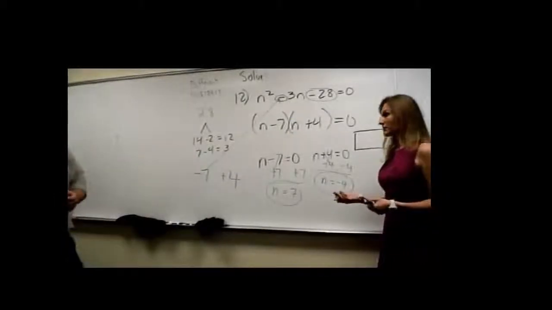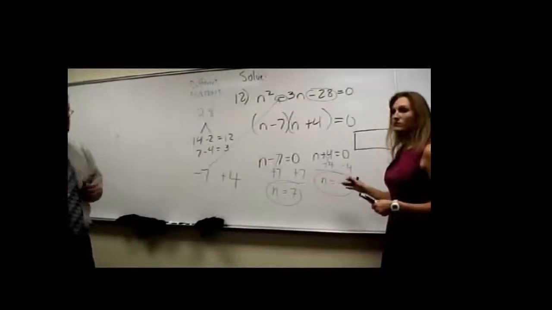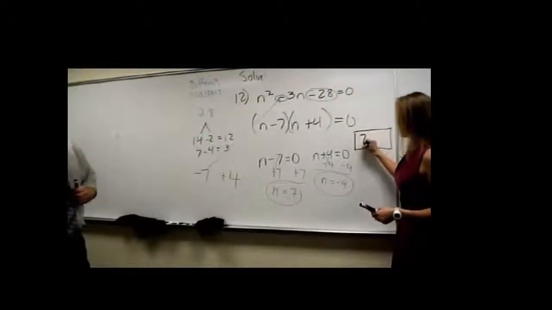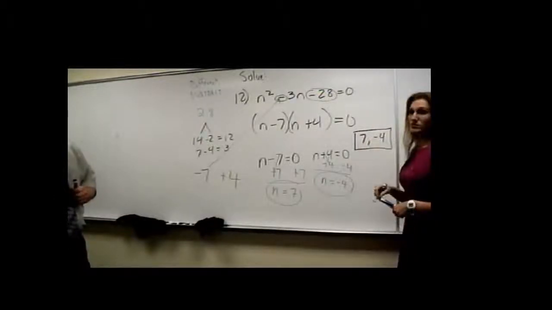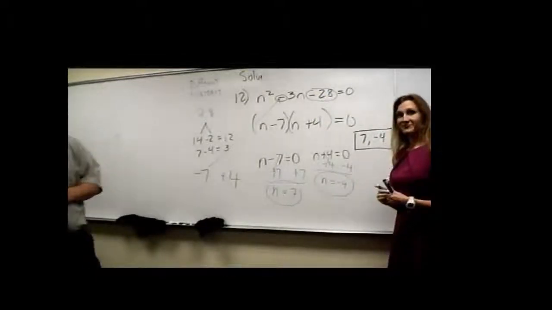In MyMathLab, you'll be answering with a comma. So instead of typing n equals 7, n equals negative 4, they will provide a field for you to fill in, and you'll say 7 and negative 4. You could also say negative 4, comma 7, as long as your signs are with the right numbers. And that's number 12.